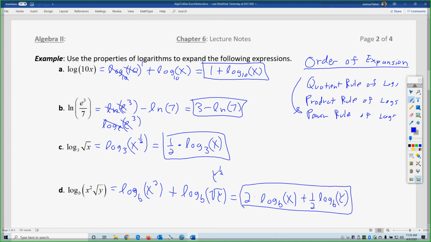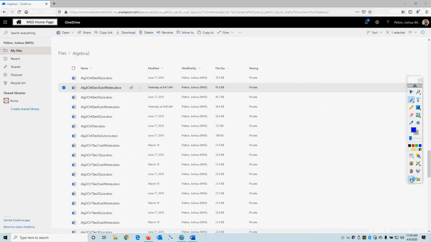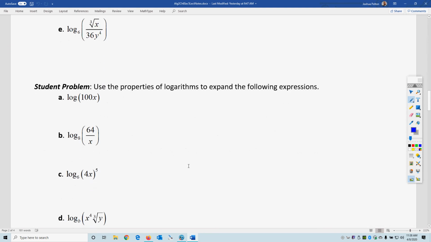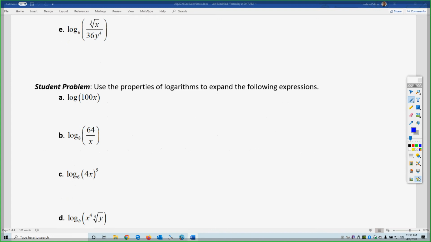Okay, let's scroll down to letter E. Letter E is going to involve all three rules. If you remember the order, the quotient rule must happen first. So this is log base 6 of the third root of x minus log base 6 of 36y to the fourth.